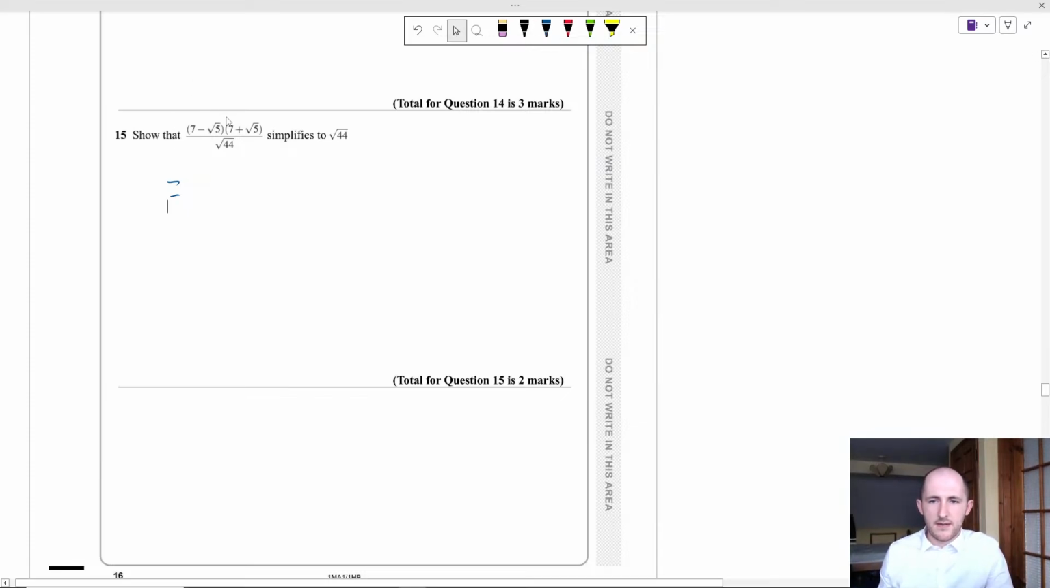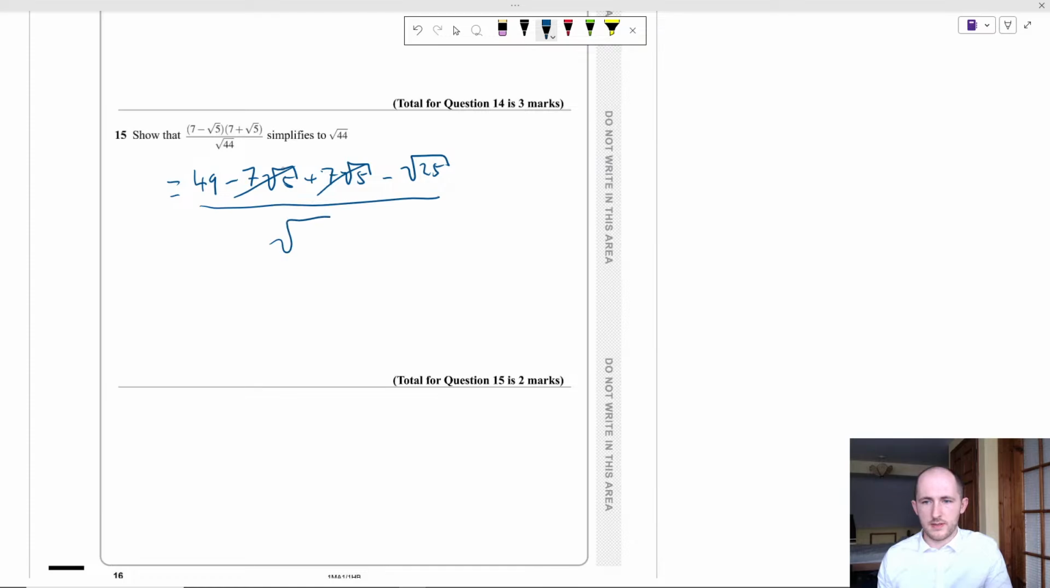Okay. 7 times 7 is 49. Then you have minus 7 root 5, but then you'd have a plus 7 root 5. But I'm going to write it out fully just so you guys are aware. Then you have minus root 5 times plus root 5. That will give you minus root 25. Okay. These things cancel. And that's obviously all over root 44. So root 25 is 5. So 49 minus 5 is 44.